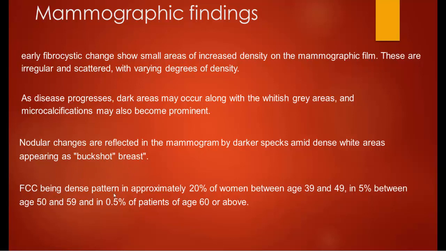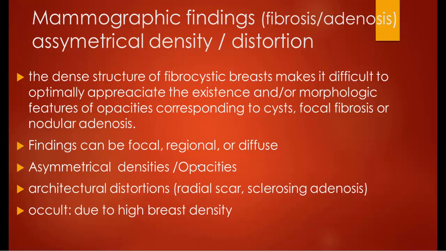Fibrocystic change with a dense pattern occurs in approximately 20% of women between age 39 and 49, 5% between age 50 and 59, and 0.5% at age 60 or above. Mammographic findings in breast fibrocystic change: the first component is fibrosis, the second component adenosis, the third component cyst formation. Mammographic finding of fibrosis and adenosis is mainly asymmetrical density and distortion.